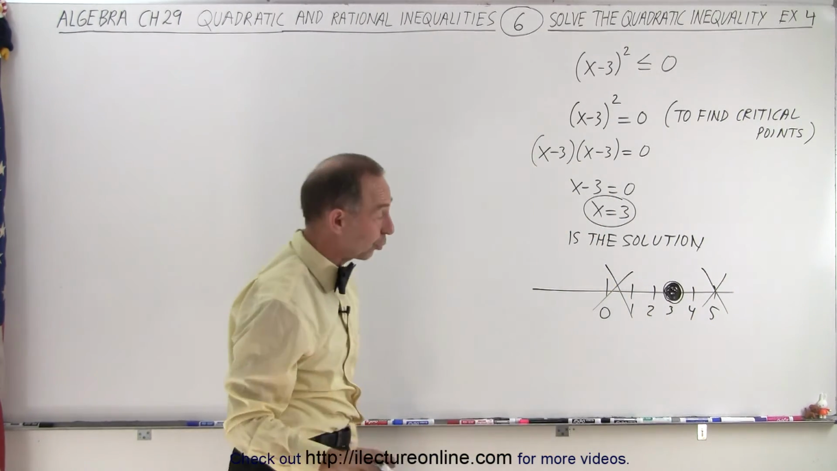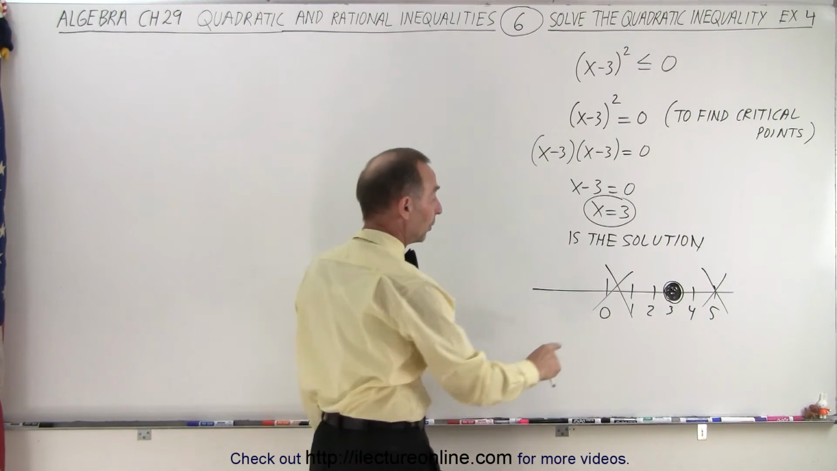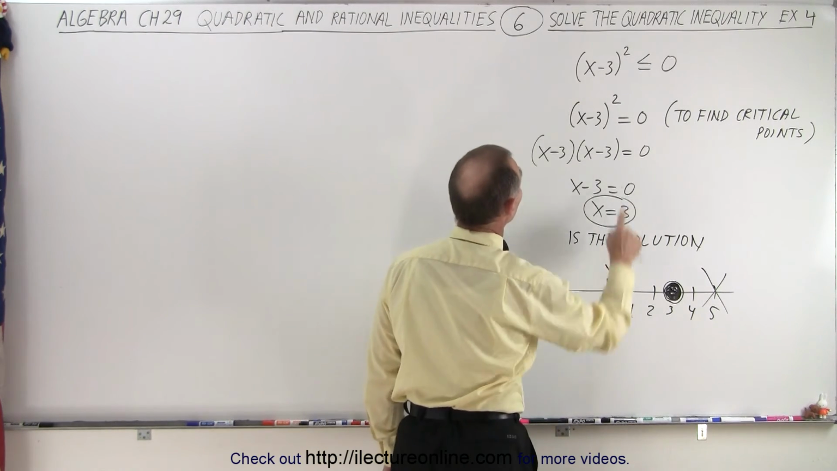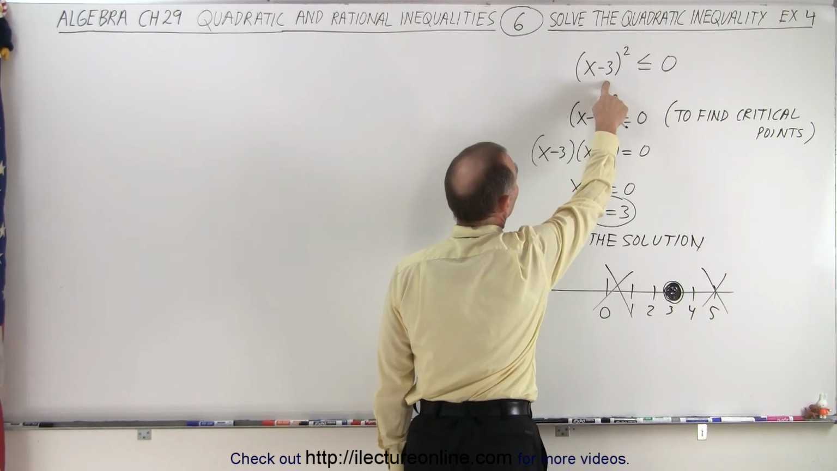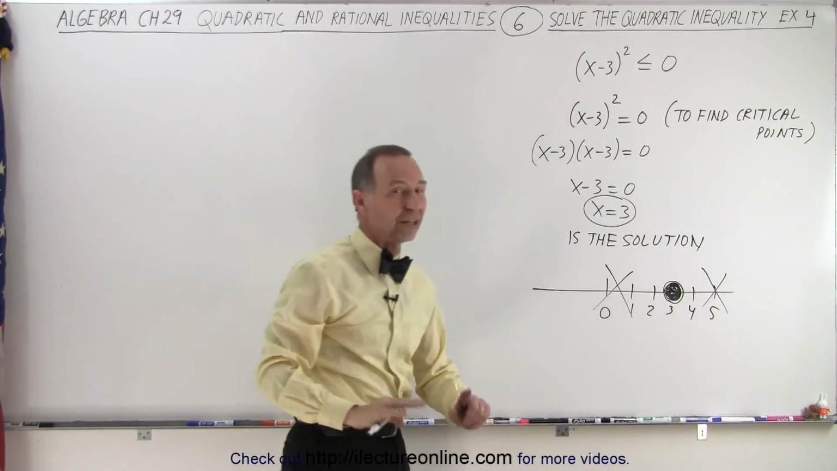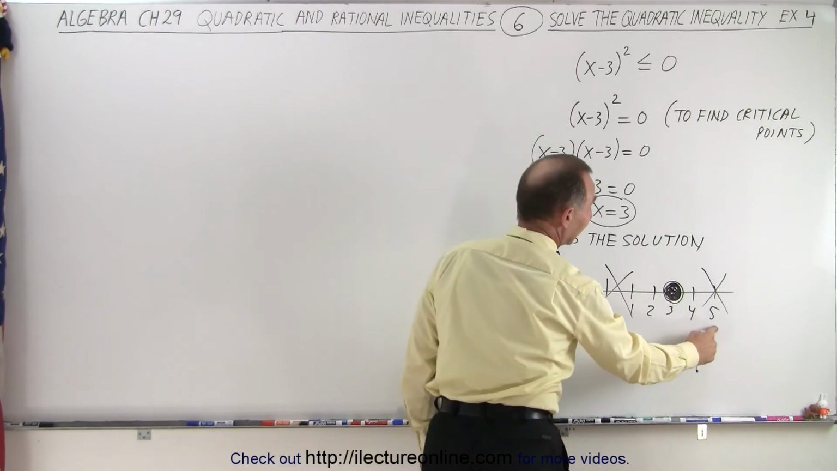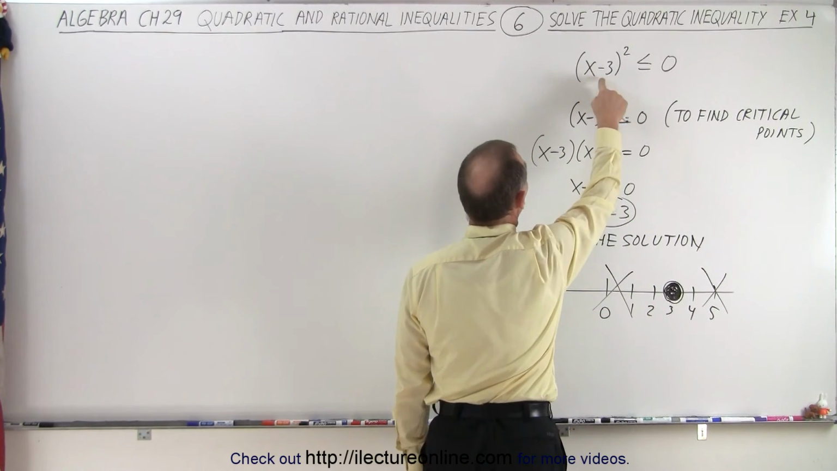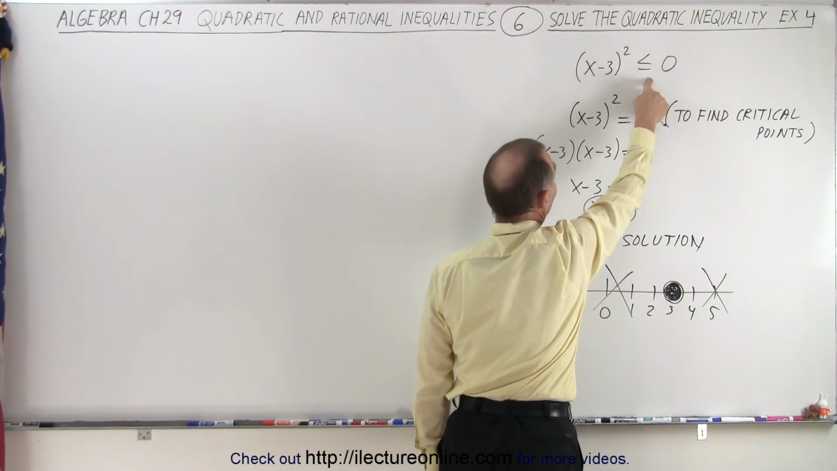And if you weren't sure, all you have to do is plug in a test point. Let's say plug in the point number 0. 0 minus 3 is negative 3, but negative 3 squared is 9, and 9 is not less than 0. So that does not satisfy. Plug in, let's say, the number 5. 5 minus 3 is 2. 2 squared is 4, which is not less than 0.